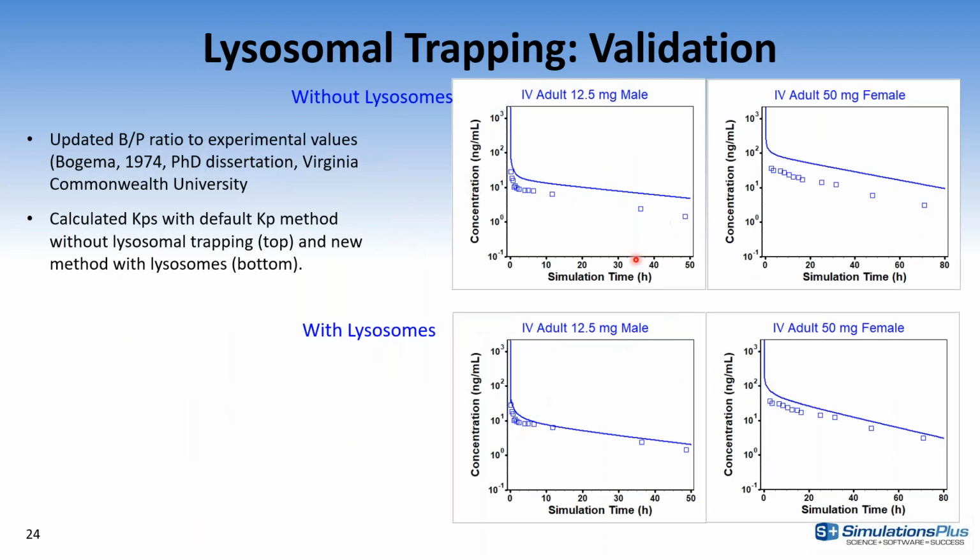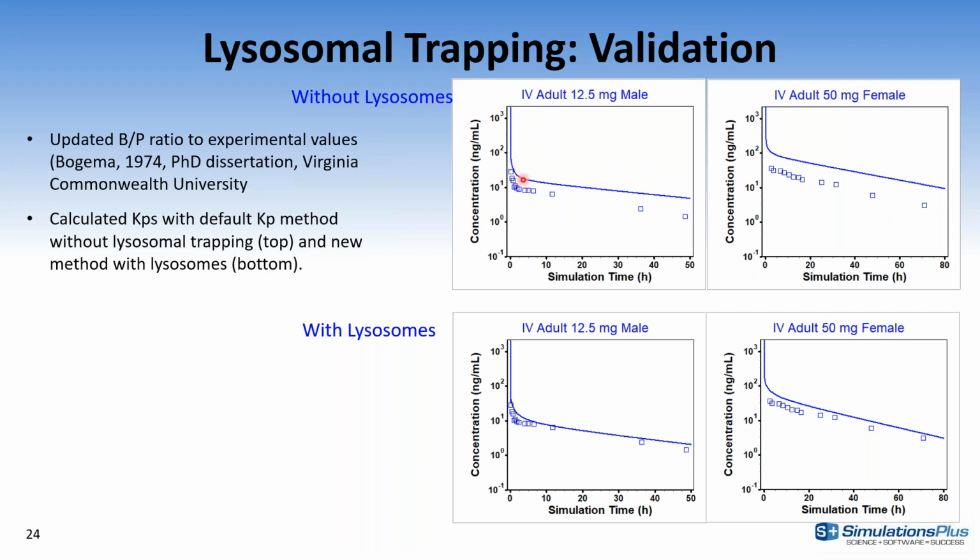This is showing the same simulations with one more change. In the time between when the paper was published and now, I actually managed to find the experimental value for the blood to plasma ratio for desipramine. So the top plots are showing what the experimental blood to plasma ratios would predict. And the bottom plots are showing the default method without the lysosomes.